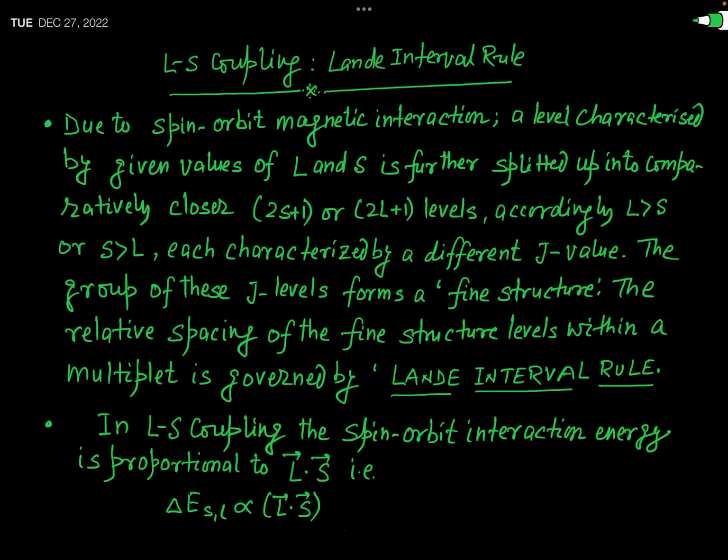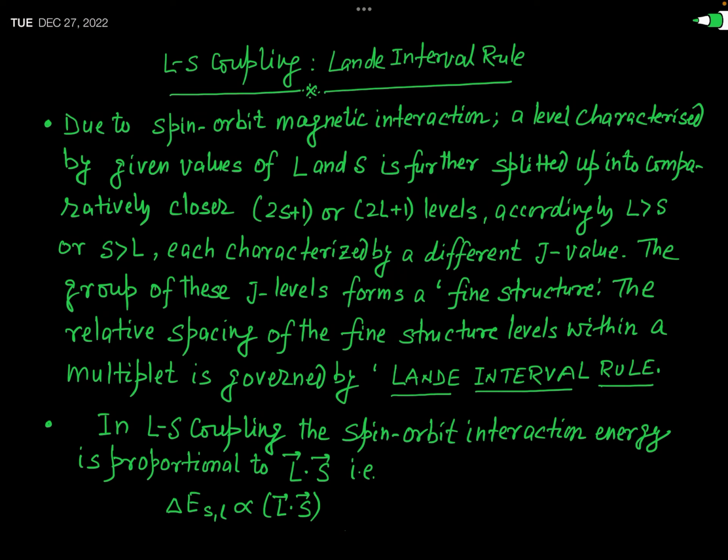After that, we considered that there is a residual electrostatic interaction due to which the individual orbital angular momentum vectors small l of the individual electrons are added together, and that gives the total orbital angular momentum of the atom, which is denoted by the symbol capital L. And finally, there is a spin orbit interaction, when L and S both combine to give the resultant angular momentum of the atom, which is denoted by the symbol J. In this way, in three steps, we can understand how LS coupling takes place in an atom with more than one optical electron.